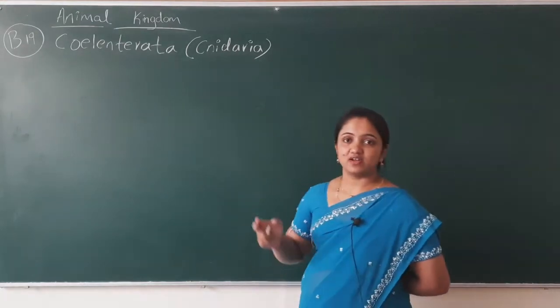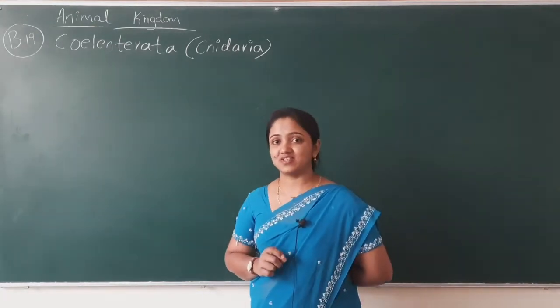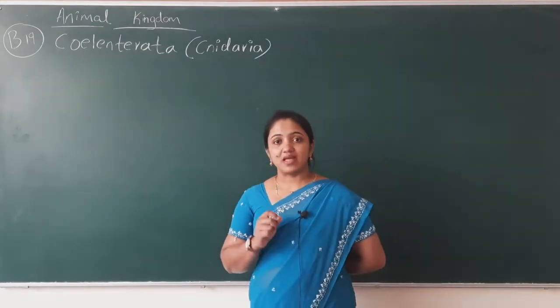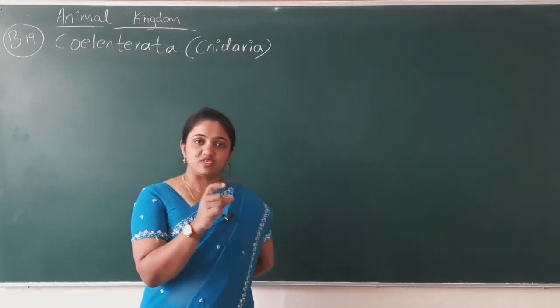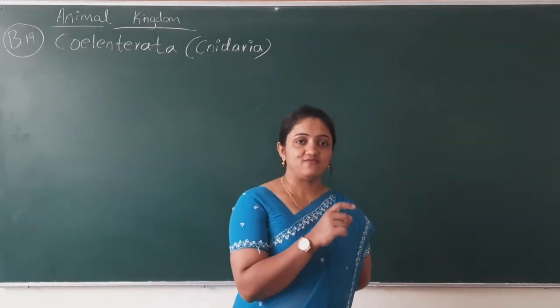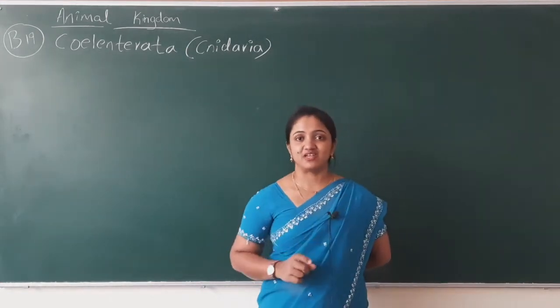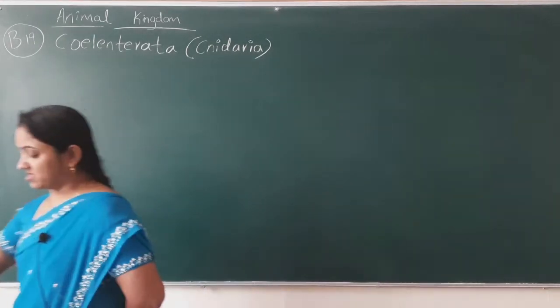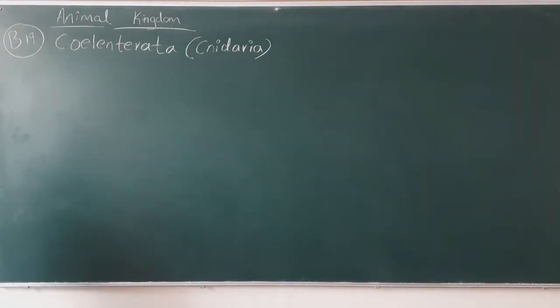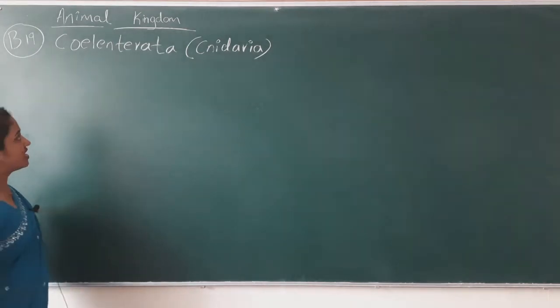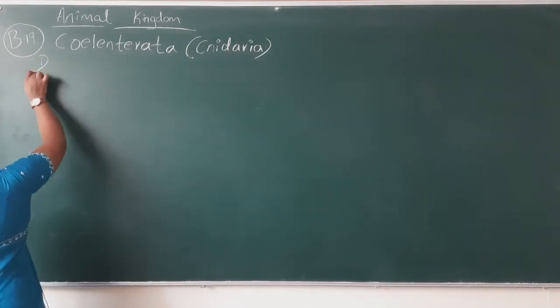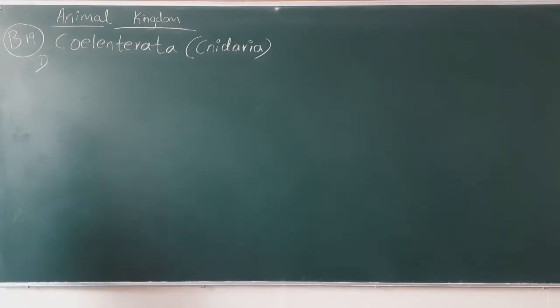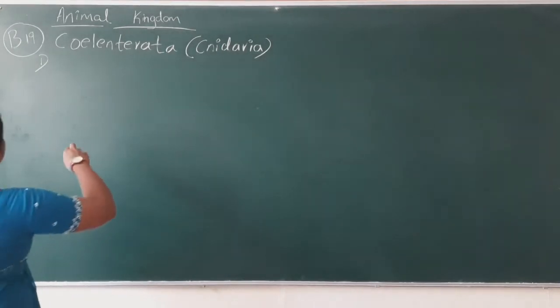So the first character, whenever we speak about a phylum, we first write the habitat, or if any specific feature is there for the phylum, we speak of that specific nature, or we directly move on to the habitat of this phylum's organisms. The first character which I want to write in this phylum is that the Coelenterata family members, the organisms, are aquatic.